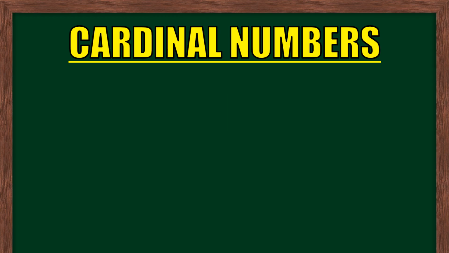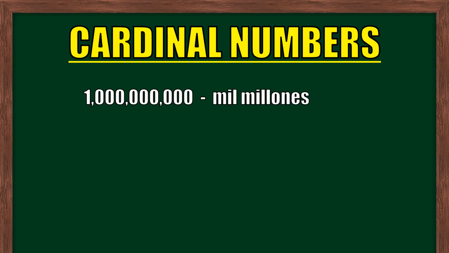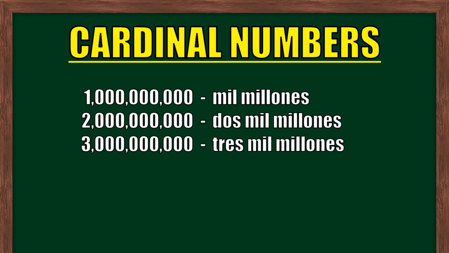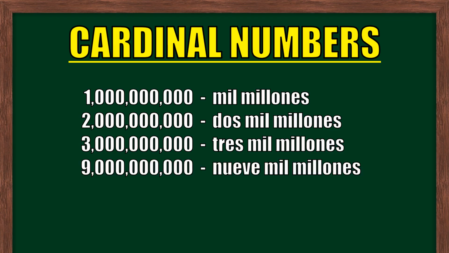But what about 1 billion? Well, this is where it's a little bit different. Because in Spanish, to say 1 billion, you just say mil millones. Literally, 1,000 millions. Mil millones. So 2 billion is dos mil millones. 3 billion, tres mil millones. 9 billion, nueve mil millones.